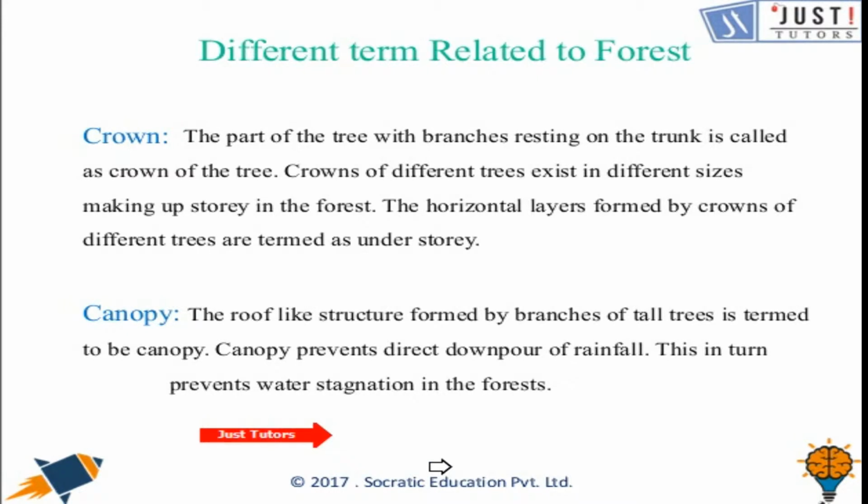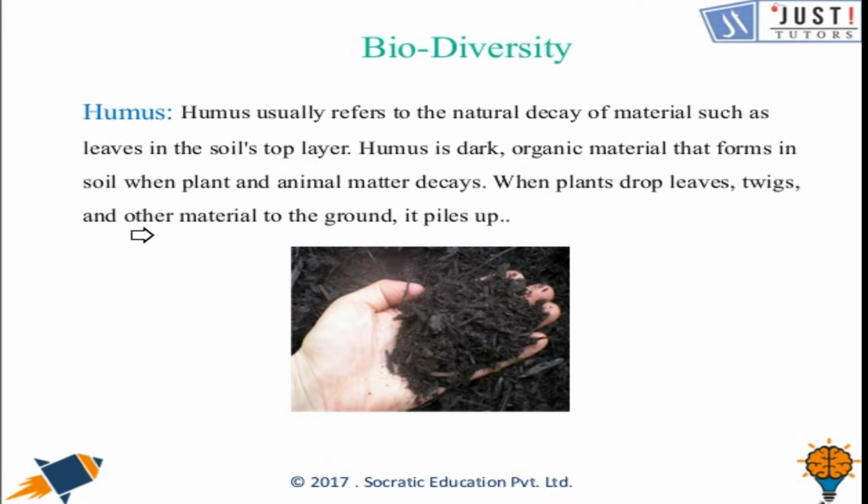A plant canopy includes one or more plant crowns growing in a particular area, while the branches, leaves, and reproductive structures extending from the trunk or main stems constitute the crown of a plant. So this was about canopy and crown of a plant. Now let's move forward and learn about the next term, which is humus.